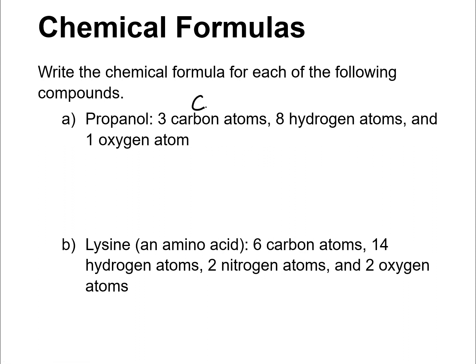Carbon is C, hydrogen is H, oxygen is O. If I'm going to write this composition as a chemical formula, I write the symbol, and as a subscript, if the number of atoms is more than 1, I write it out. For hydrogen, I have 8, so I put a subscript 8. Oxygen, I have 1 oxygen atom, so I'm just going to write an O without a subscript.